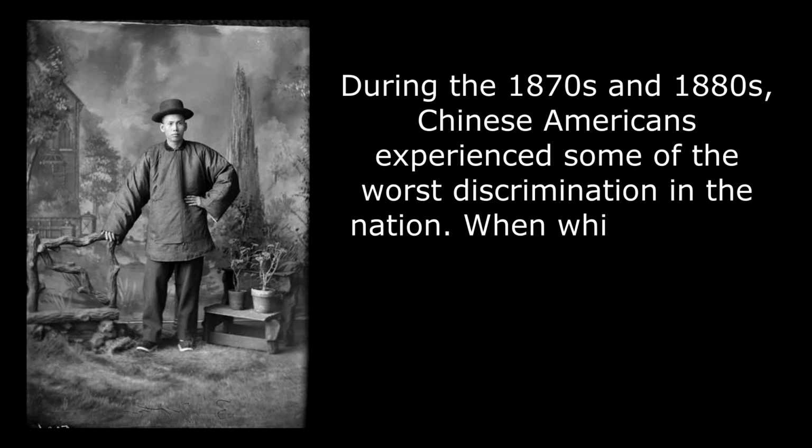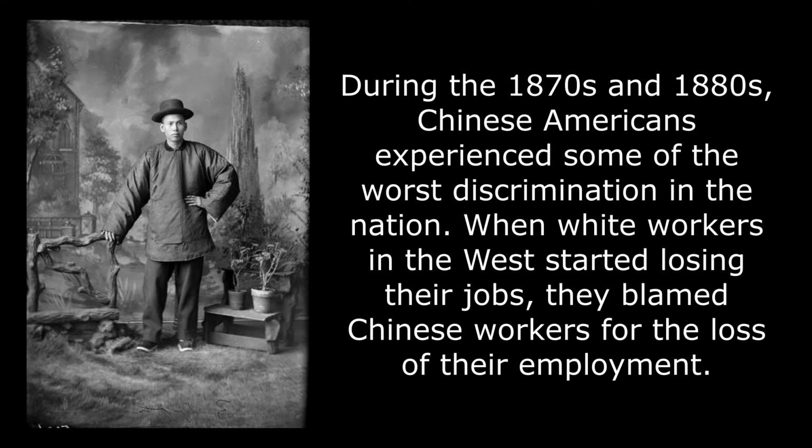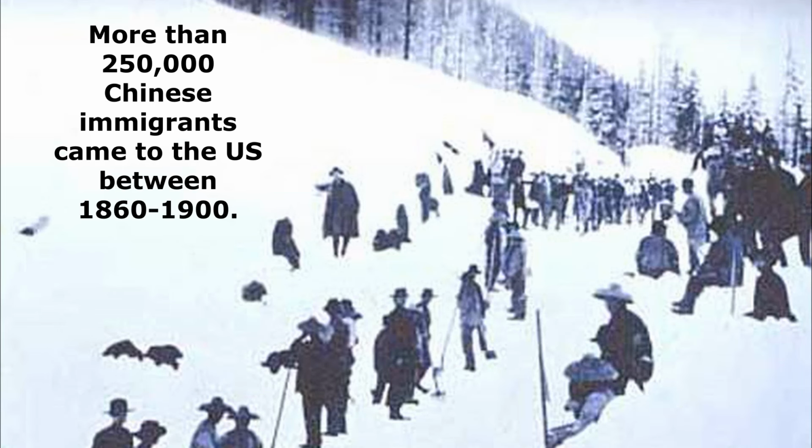When strikes were not successful, discrimination amongst immigrants often took place. During the 1870s and 1880s, Chinese Americans experienced some of the worst discrimination in the nation. When white workers in the West started losing their jobs, they blamed Chinese workers for the loss of their employment. Whites began killing Chinese people that came from Asia in order to gain employment. More than 250,000 Chinese immigrants came to the U.S. between 1860 and 1900. Many of these Chinese individuals were men that left their wives and family to earn money and send it back to their families.